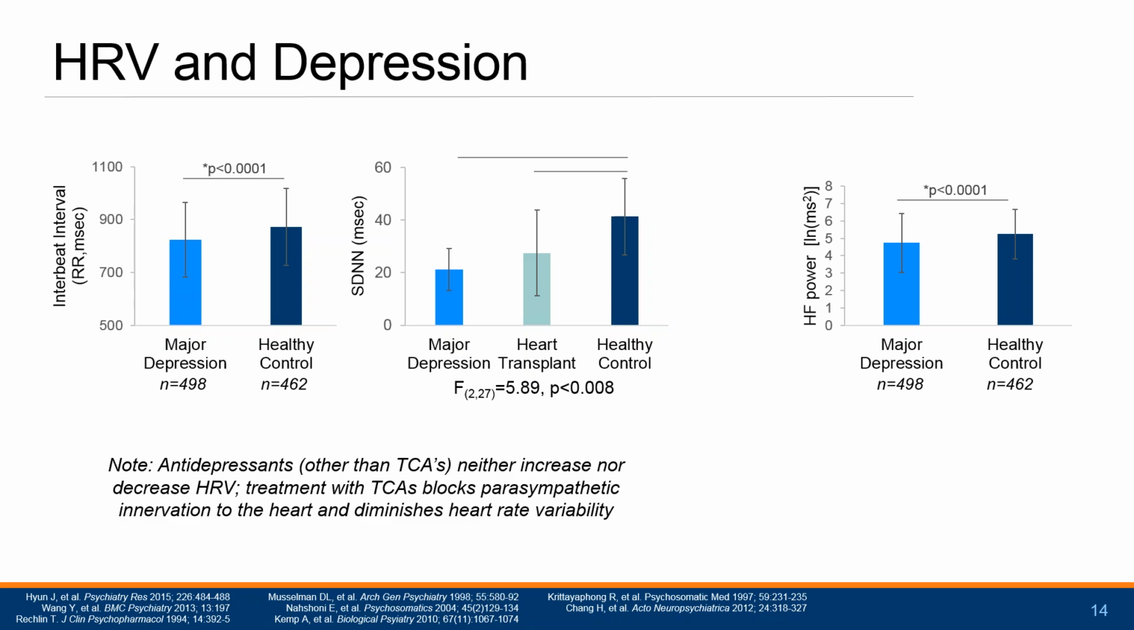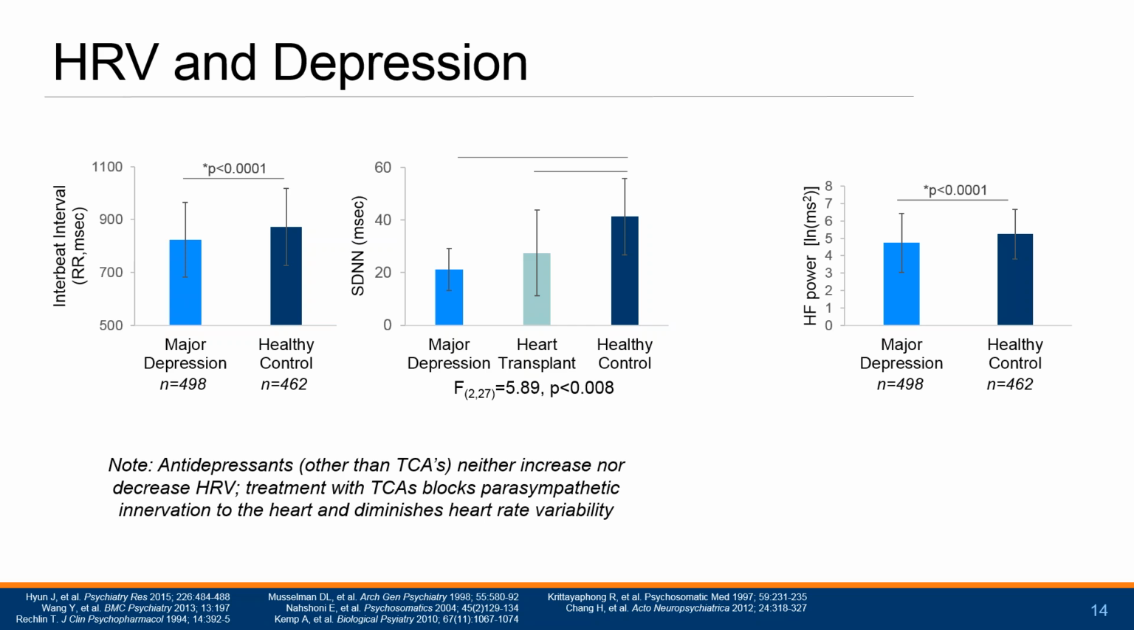The exception is, of course, tricyclic antidepressants, TCAs. They block parasympathetic innervation to the heart, and they diminish heart rate variability. So they are something to use with caution if you do have a depressed patient.